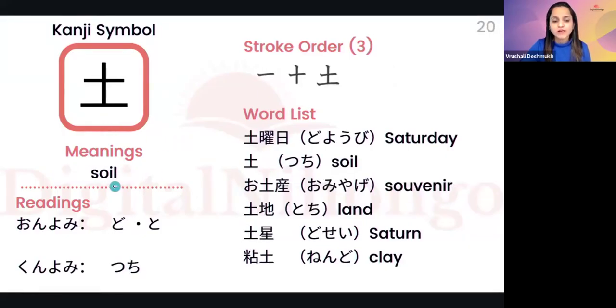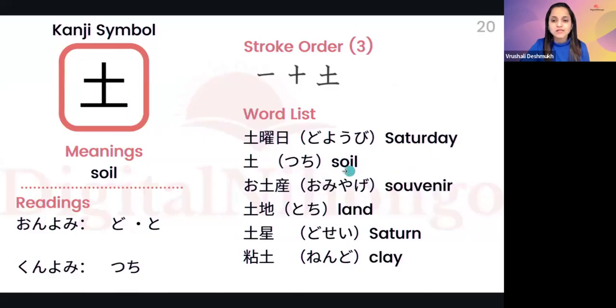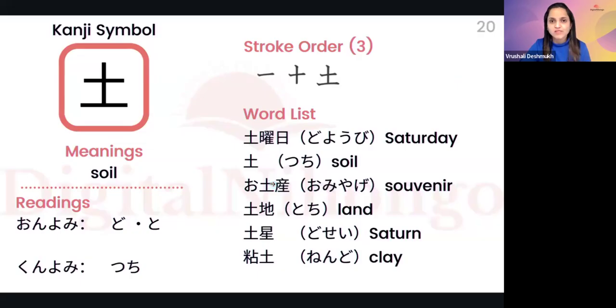And the last one for today is the kanji for soil. Do, to or tsuchi. The kun reading is tsuchi. Doyobi is Saturday. Tsuchi is soil. Omiyage, souvenir. This is a special word where the kanji is not read as do, to, or tsuchi, but the kanji is there in omiyage. So please remember these special words separately. Tochi is land.